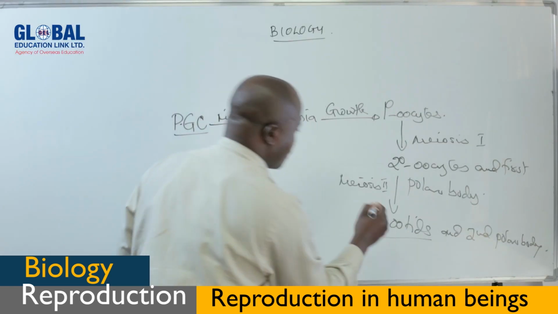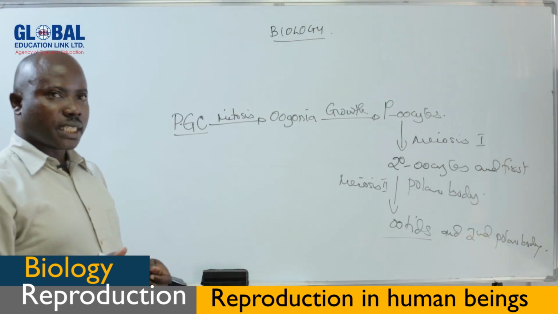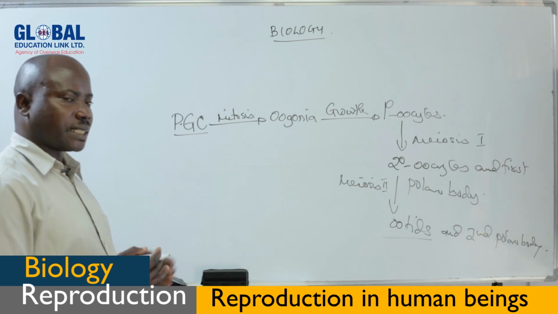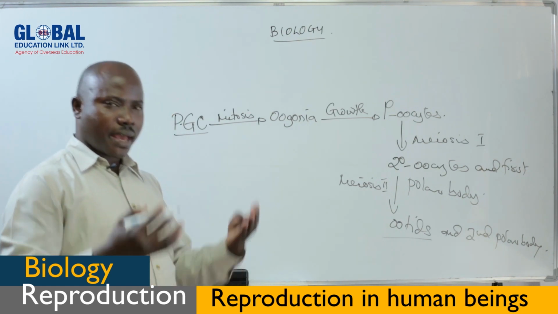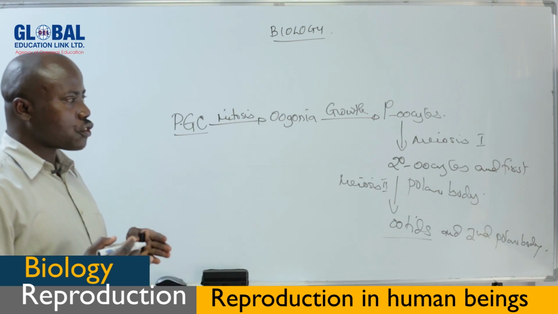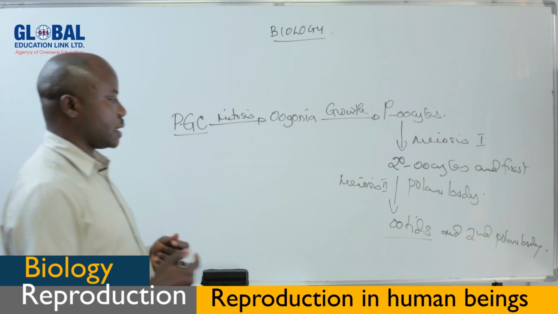As I said before, these ootids are not yet functional. They have to undergo cell differentiation so that they acquire necessary features to make them functional for the process of fertilization.